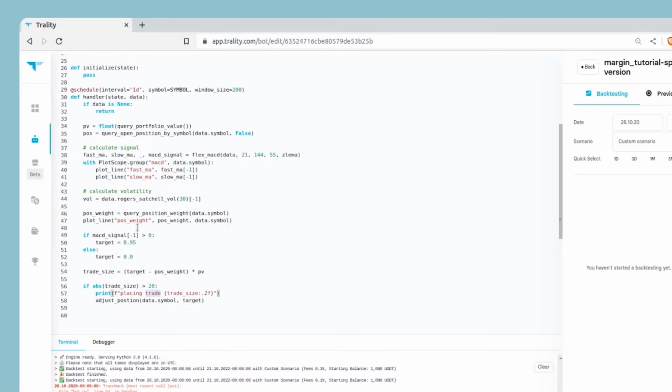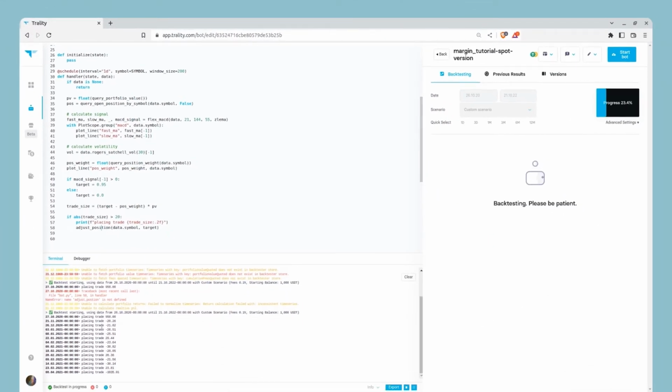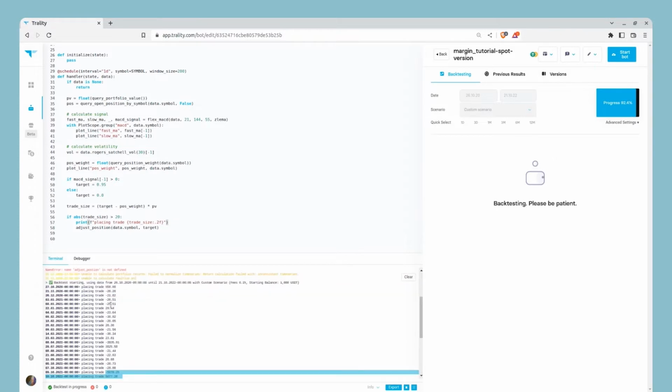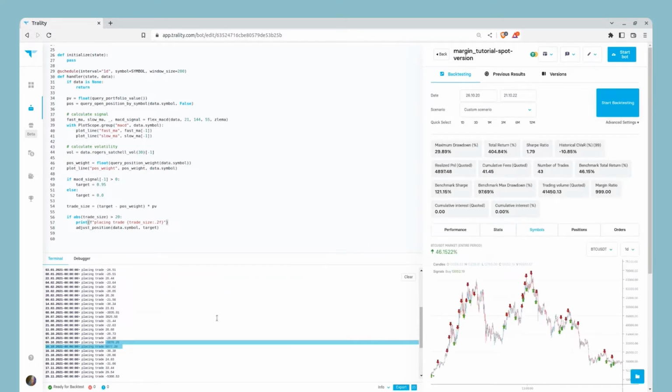The reason it's not happy is because query position size is a decimal, and I'm trying to multiply it by a float. Okay, perfect. What we can see here are the trades that it's placing. You can see that it's placing small ones and large ones, and when it places large ones, you can see that it's flipping from one direction to the other.